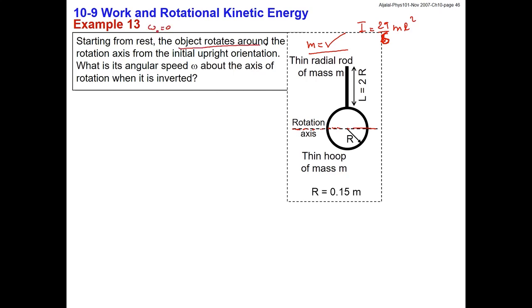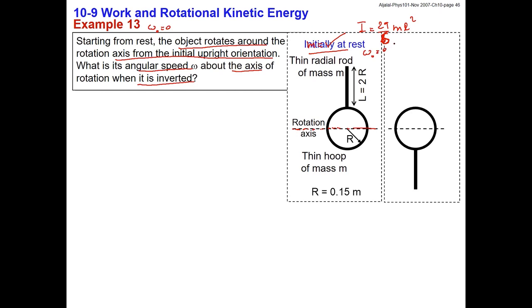The object rotates around the axis of rotation from its initial upright orientation. So this is the initial upright orientation. Starting from rest, what is the angular speed omega about this axis of rotation when the object is fully inverted? Initially at rest, omega 0 is 0. The final situation is when it's downward, fully inverted. What is omega final, which is equal to this omega when it's downward?